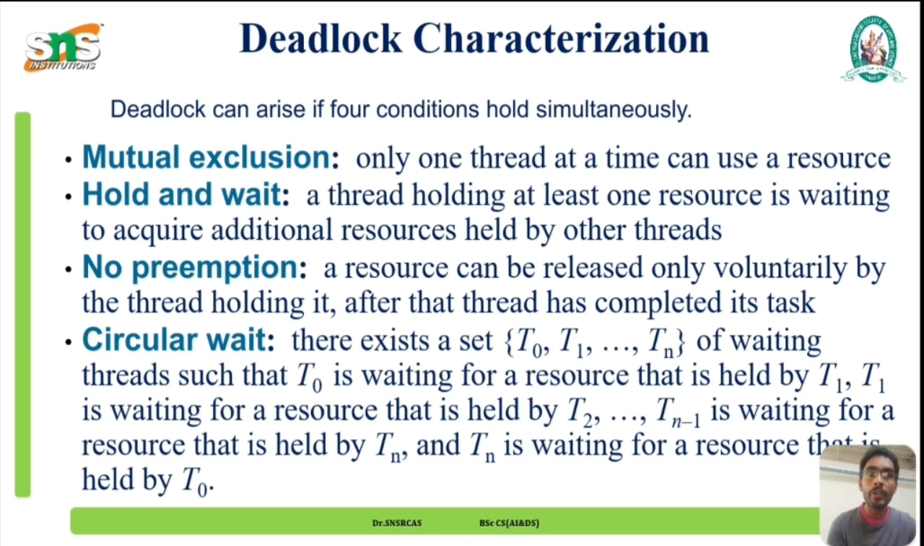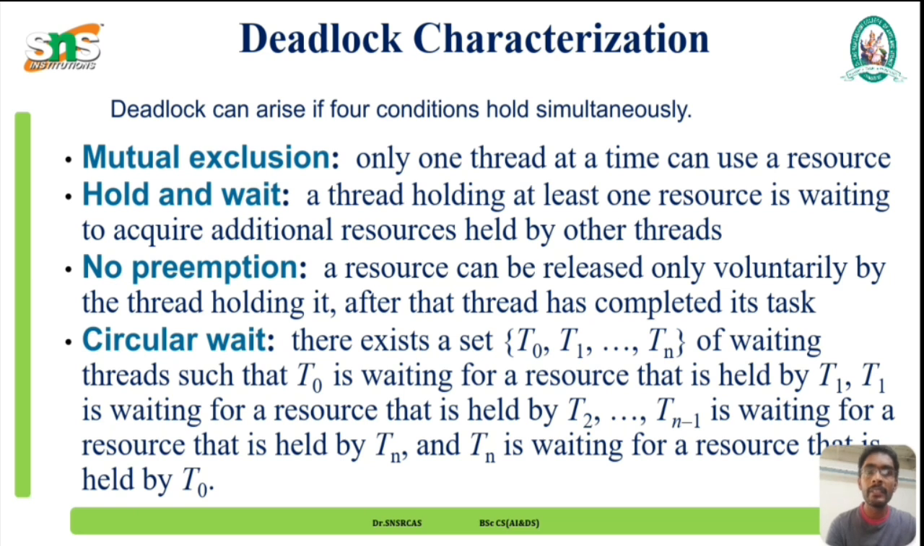Coming to the second point, hold and wait. A thread or task is holding a particular resource and it is waiting to acquire an additional resource held by another task or thread. And coming to the third point, no preemption, which means a resource can be released only voluntarily by the thread holding it. A task or thread holding a resource can release it only voluntarily, after the thread has completely completed its work or task.